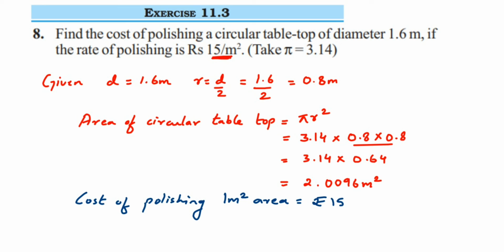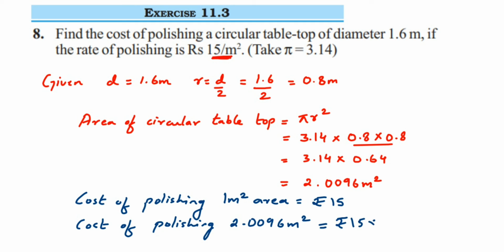So cost of polishing this area, 2.0096 meter square, will be nothing but rupees 15 multiplied by 2.0096. So when you multiply these two numbers, we'll get the answer as rupees 30.14.